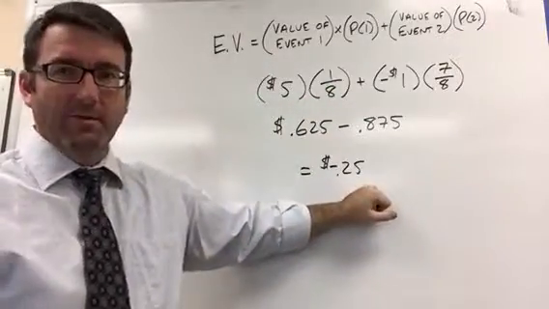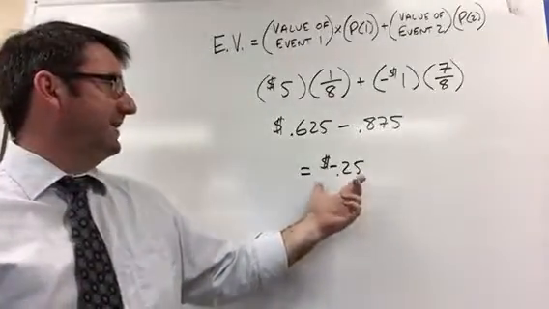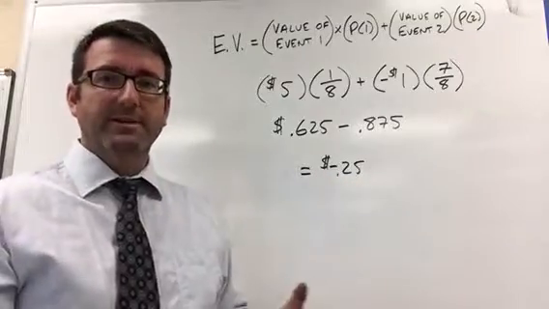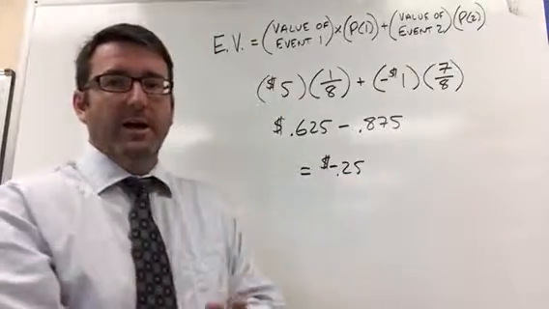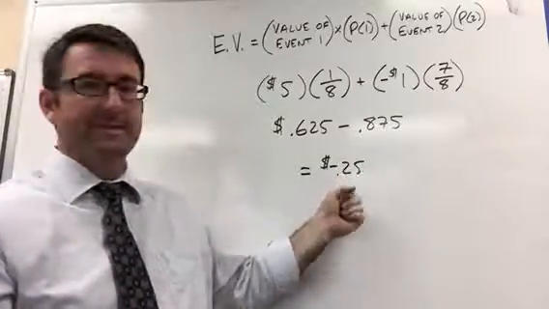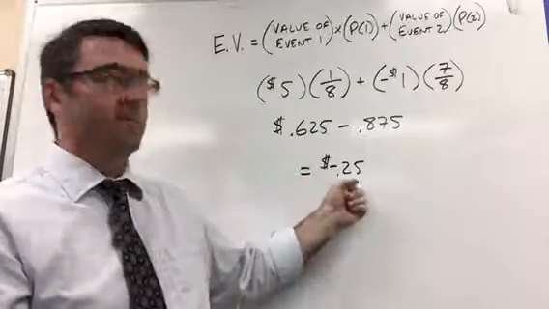But in the long run, if I played 100 of these games, I'm going to expect to lose $25 because the law of large numbers says that the more of these games that we play, the closer we're going to get to this average expected value of negative 25 cents.